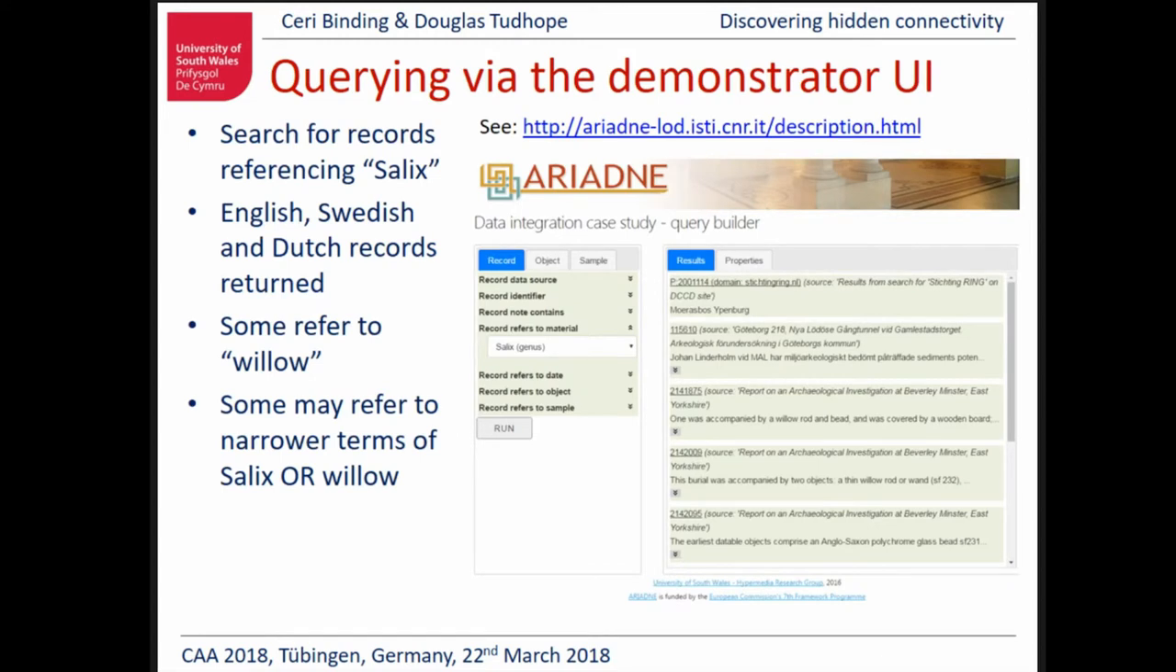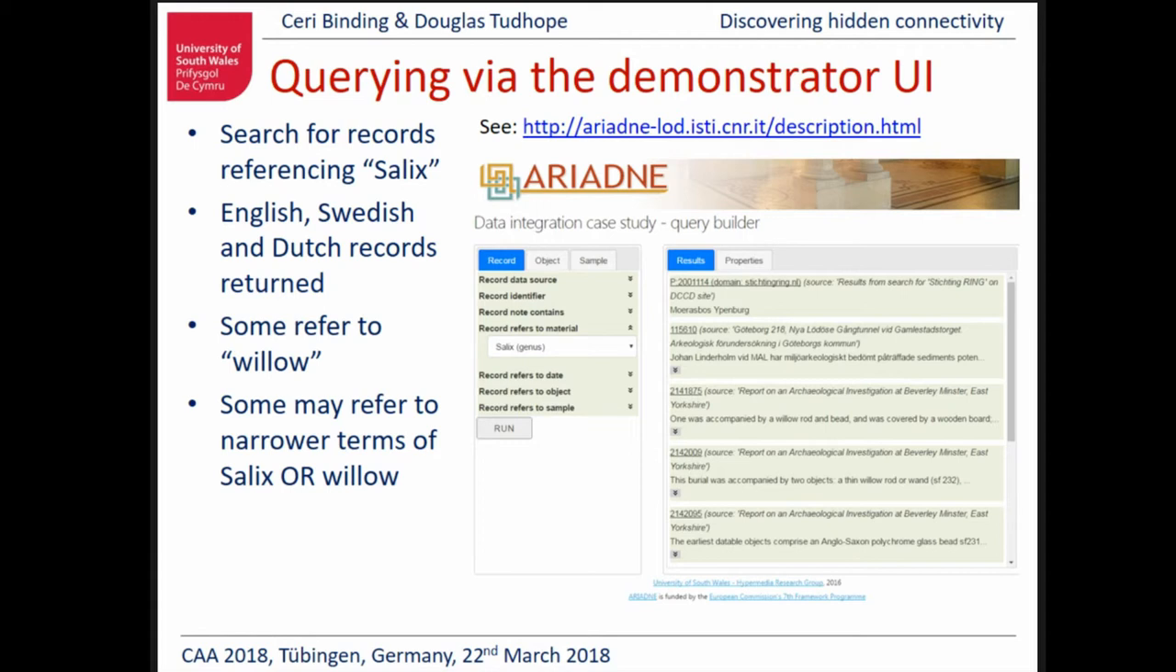So here's an example of the little demonstrator that we built to go over the top of this, so that we didn't have to do raw SPARQL queries like that, because they were a bit scary and frightening. So we're searching for records referencing Salix, the material Salix. And you can see what's getting returned straight away are multilingual records. So we're getting Swedish, Dutch, and English records returned from the various different data sets.